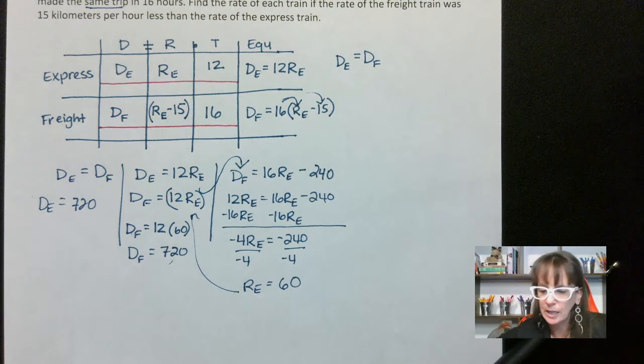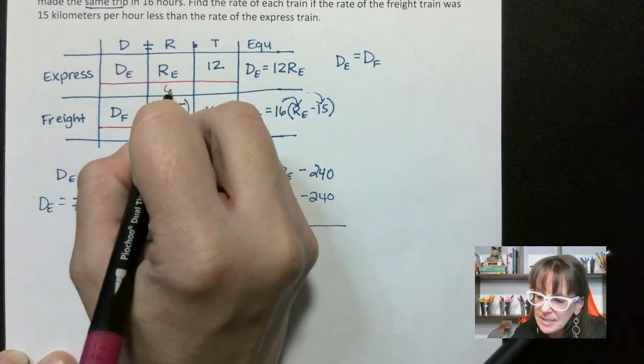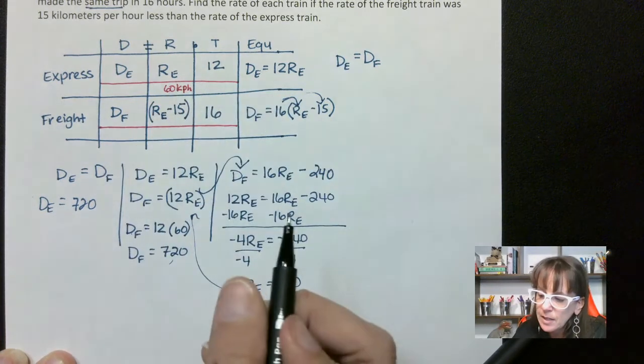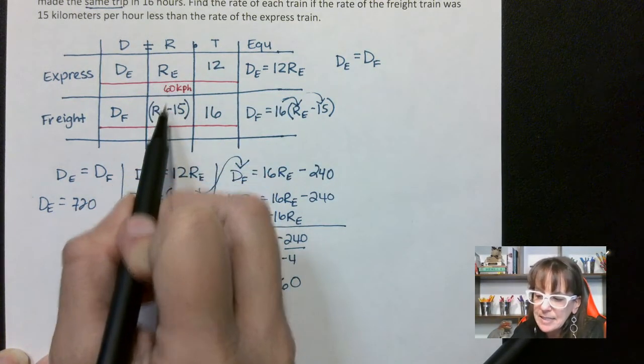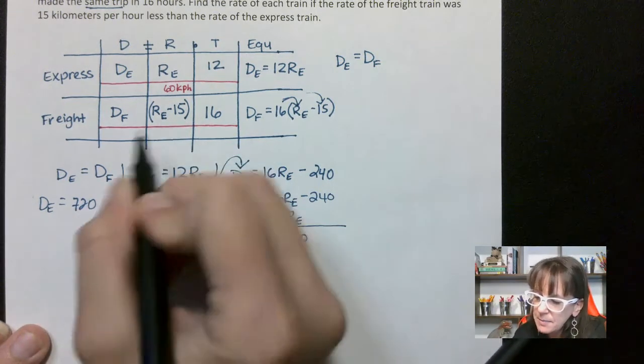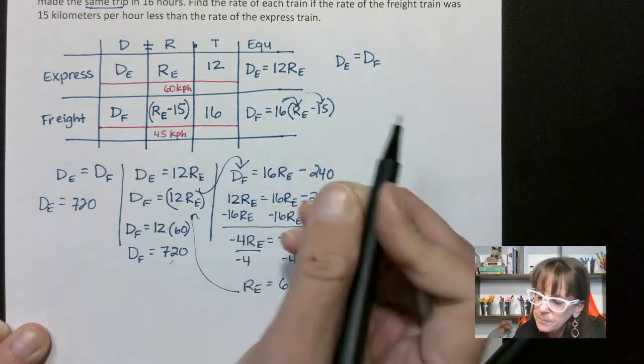That is really helpful if we have... I lose my pens. What's going on? Okay, so now what I know is RE is 60, and RE stands for the rate of the express train. So the rate of the express train is 60 kilometers per hour. Now, if the rate is 60 here, remember our freight train was 15 less than that. So if we do 60 minus 15, we get 45 kilometers per hour.